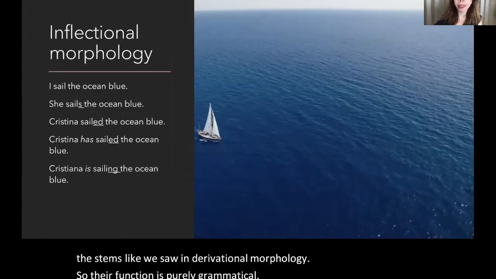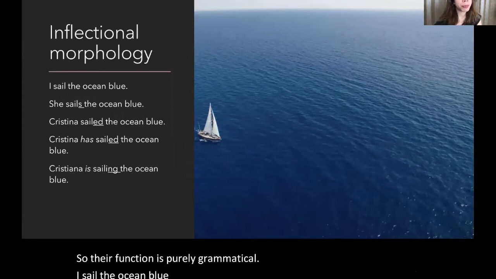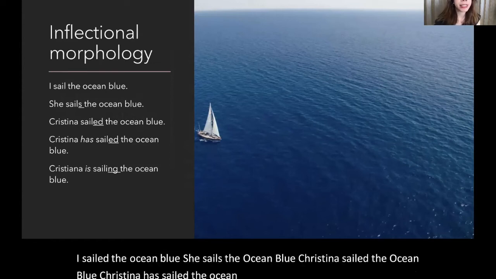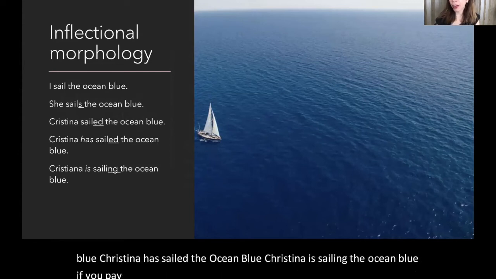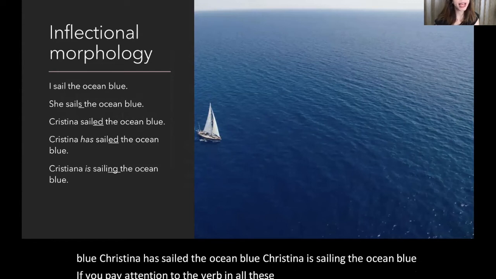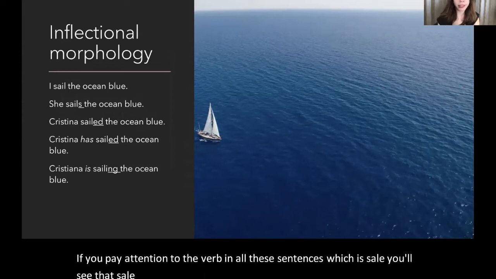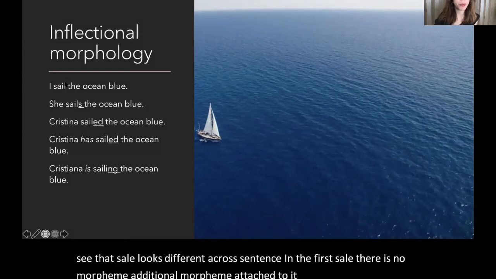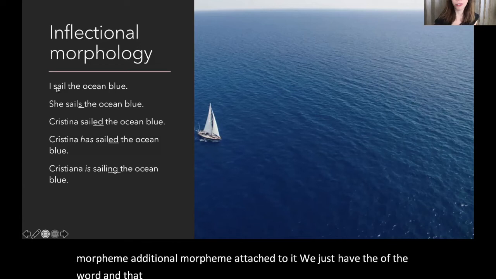I sail the ocean blue. She sails the ocean blue. Christina sailed the ocean blue. Christina has sailed the ocean blue. Christina is sailing the ocean blue. If you pay attention to the verb in all of these sentences, which is sail, you'll see that sail looks different across sentences. In the first, there is no additional morpheme attached to it. We just have the root of the word, and that is the single morpheme.